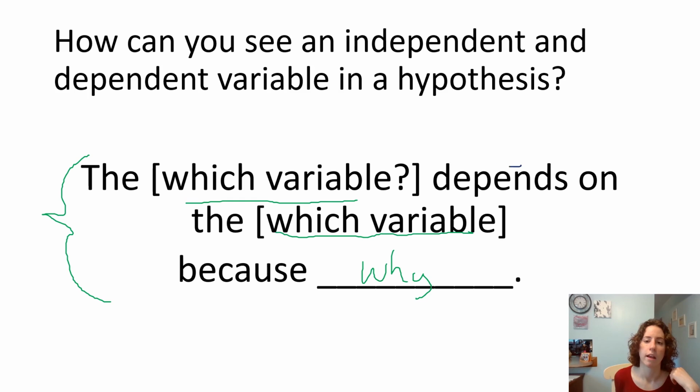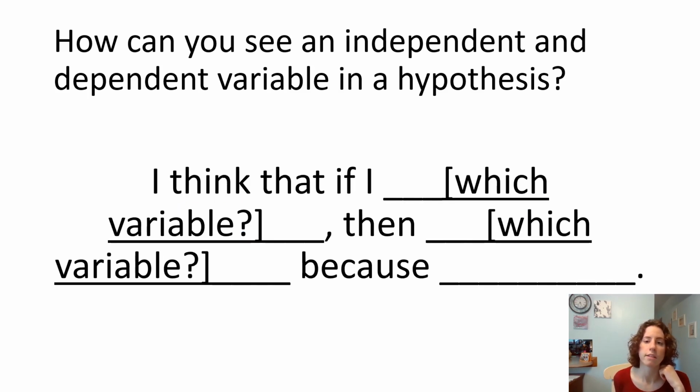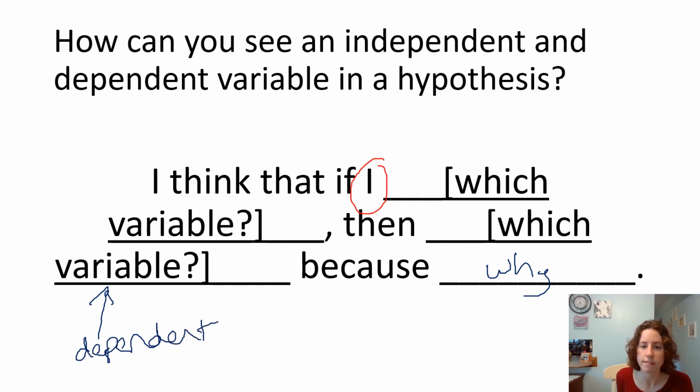So if you think about it, it tells us right in this hypothesis something depends on something else. So the one that depends, the dependent variable, depends on the independent variable, the one that I changed. Here's another example. You might say, I think that if I do blank, then blank will happen because, and again, why? So if I do blank, then blank will happen. Blank will happen, this is going to be my dependent variable. And if I, the investigator, change this, that's going to be the independent variable.